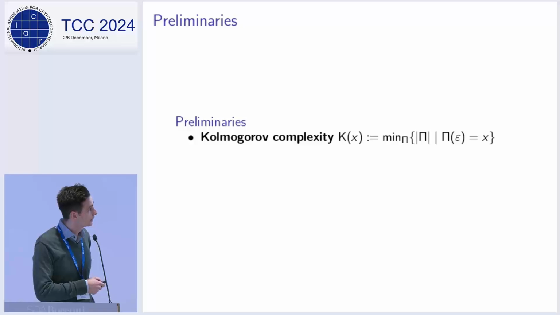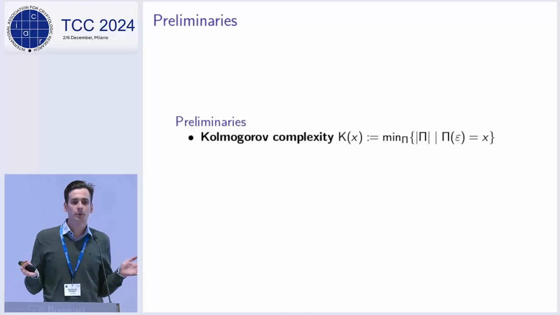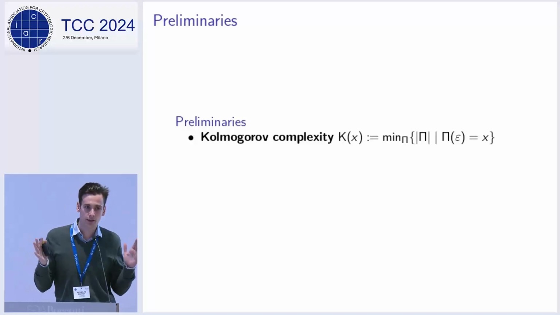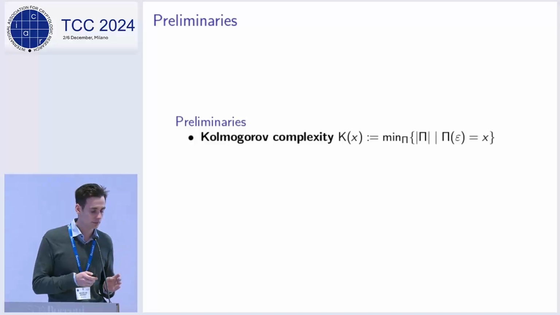Here, we just say the Kolmogorov complexity of the string x is the minimum size of any program, whatever program means to you, such that that program produces that string given the empty input, for example. We don't care about running time here. You can think about Kolmogorov complexity as essentially the smallest compression that you can come up with for a given string, right?